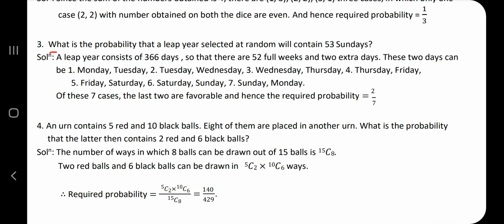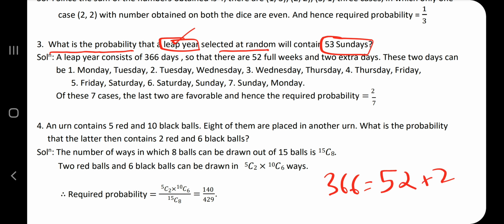Moving on, what is the probability that a leap year selected at random will contain 53 Sundays? A leap year means how many days? 366 days, which is nothing but 52 weeks plus 2 days. 52 weeks will have how many Sundays? It will have 52 Sundays. Now we are just concerned about the 53rd Sunday.